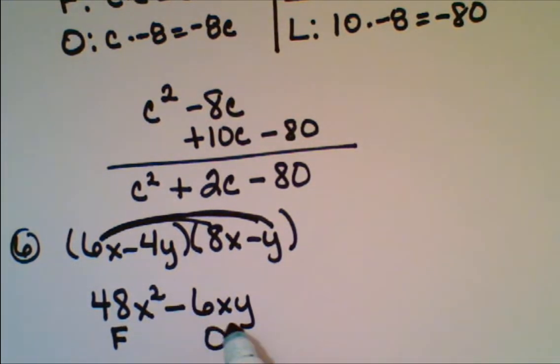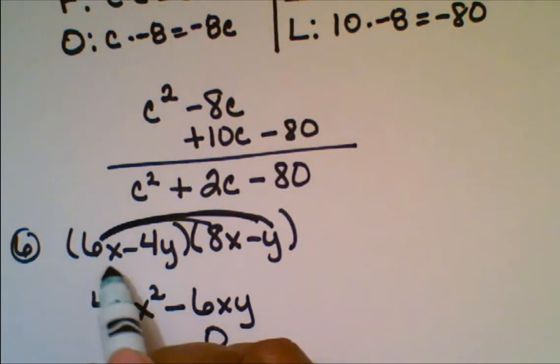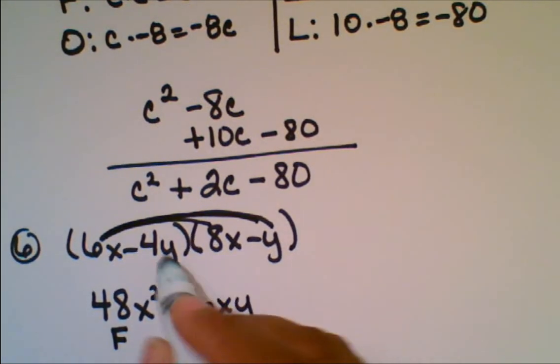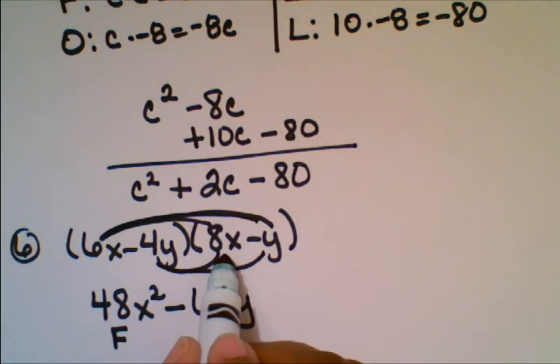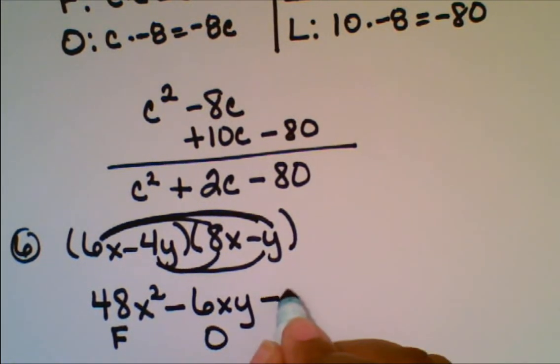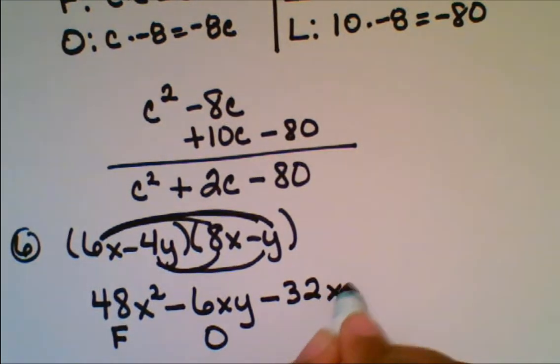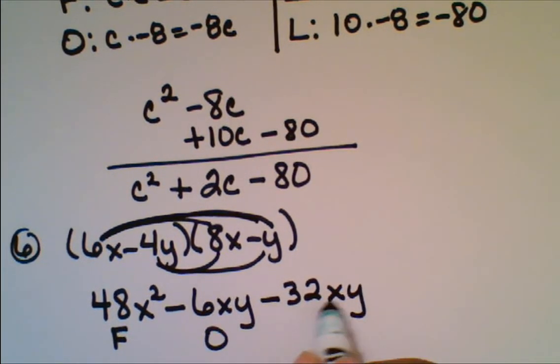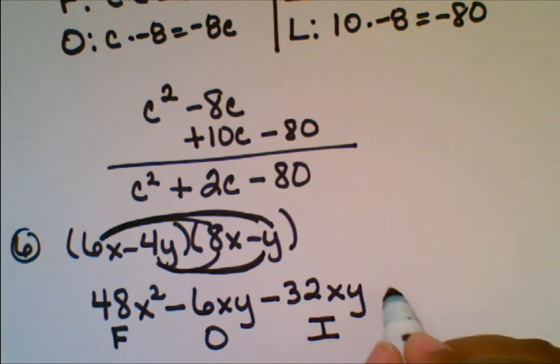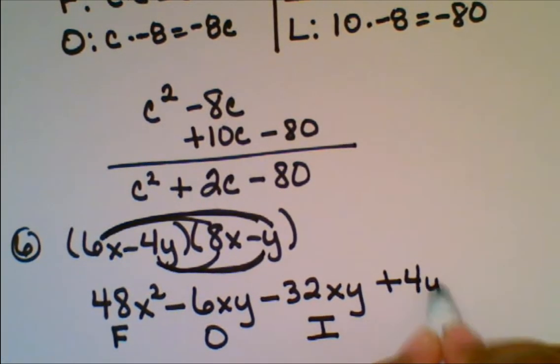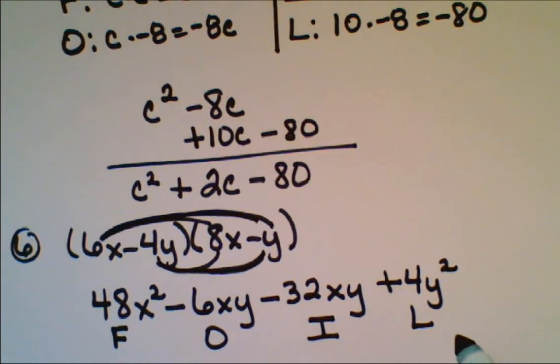Then we're going to take the negative 4y, because now we're finished with the 6x, and we're going to distribute that twice. So we have negative 4y times 8x. That gives us negative 32xy. Whenever you're multiplying more than one variable, make sure the variables are in descending order. So this is our inside term. And then we're going to take the negative 4y, multiply it to the negative y, that gives us positive 4y squared. That will be the product of our last terms.